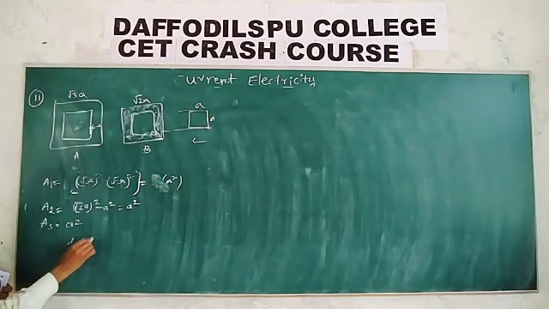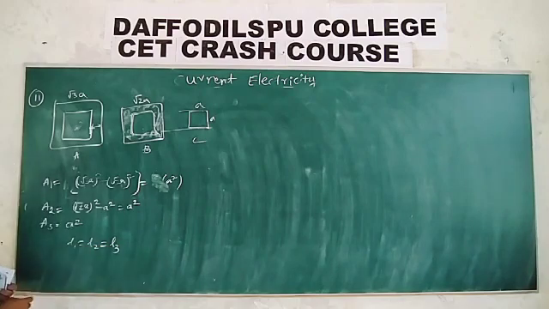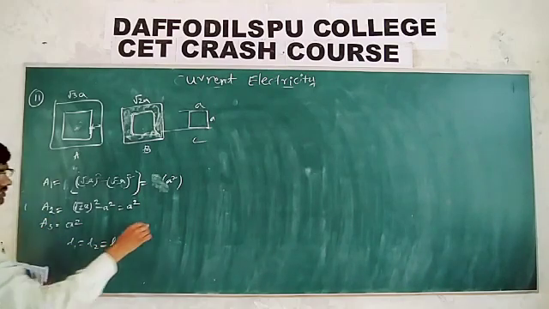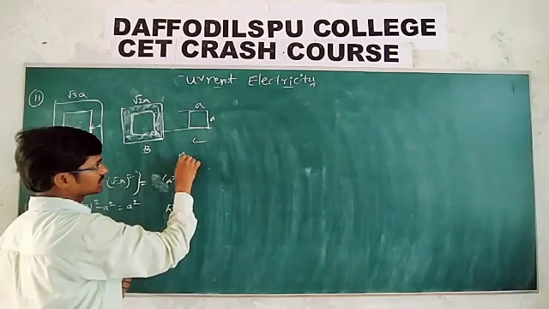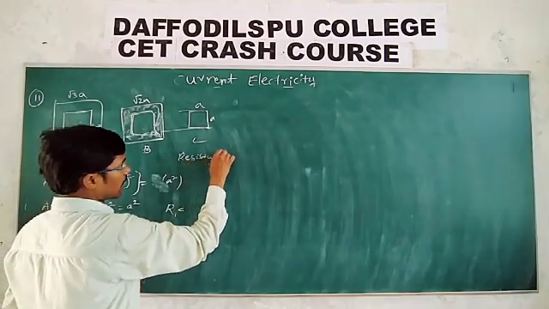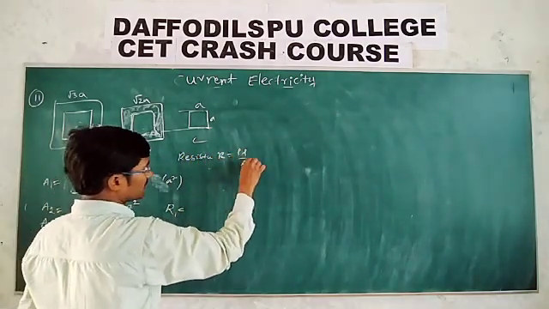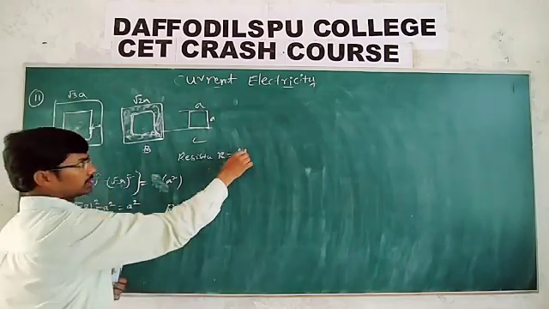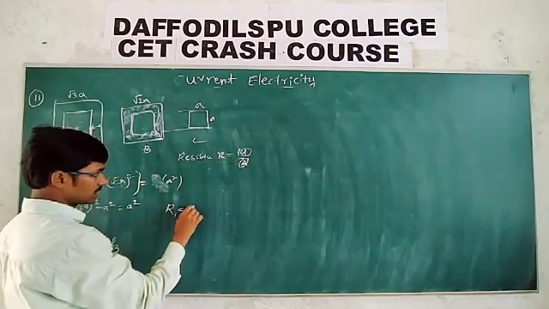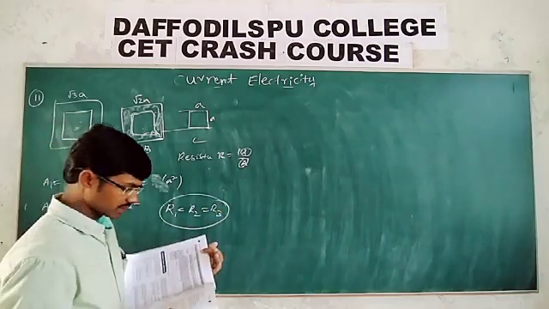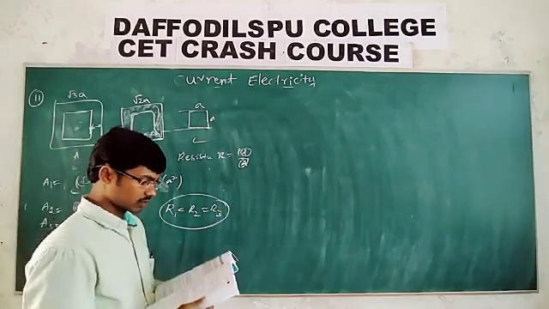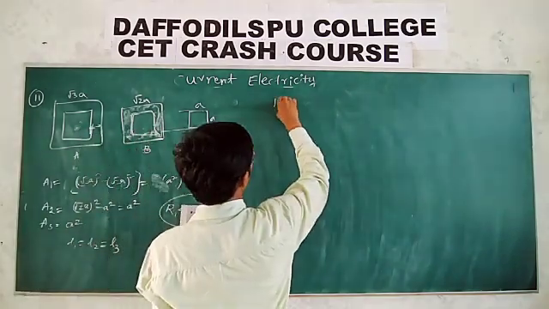Now all are having the same length and the same area of cross section. What is the resistance? R is equal to rho L by A. L is the same, A is the same, then the resistance is also the same. Which is the second option.